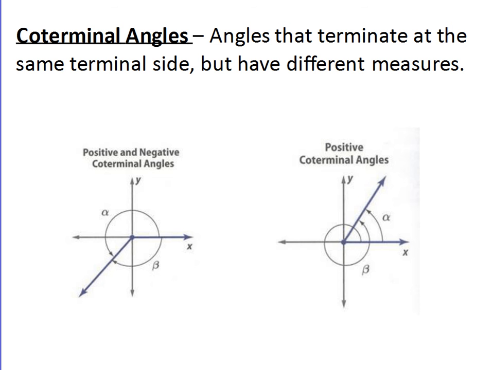Two angles are coterminal angles if they terminate at the same position. So they may not be the same degree measure, but as long as they end in the same place, they are coterminal. So positive 90 degrees and negative 270 degrees would end at the same point. So those are coterminal. You can have negative coterminals or you can have positive coterminals.